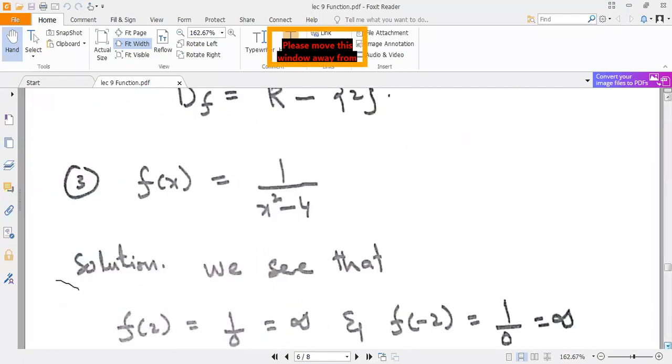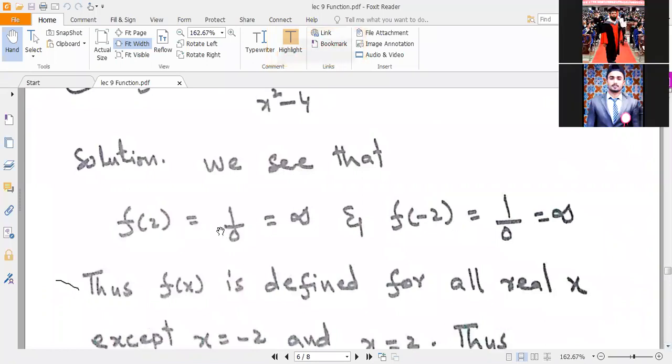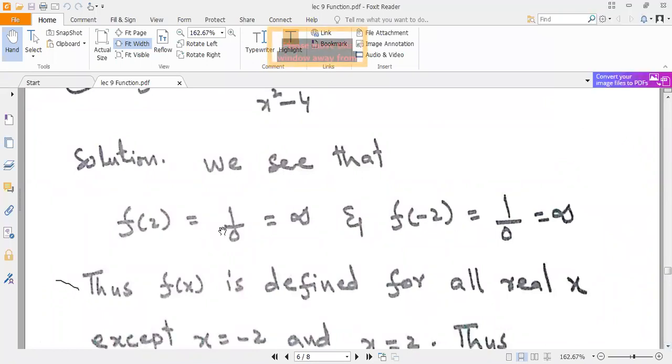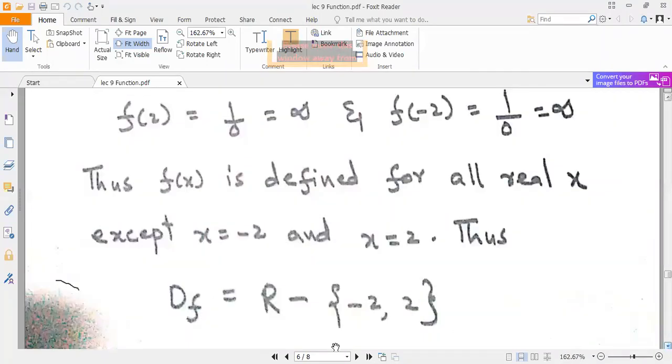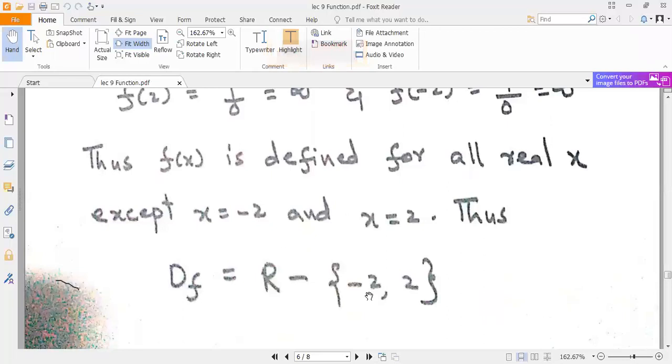Okay, again another example, f of x equals 1 upon x squared minus 4. Now if you put x value plus 2 or minus 2, then we get 1 upon 0, which is infinity. f of 2 is 1 upon 0, and f of minus 2 is again 1 upon 0. Because here it is x squared, you put 2 or minus 2, both are the same. Thus f of x is defined for all real numbers x except x equal to minus 2 and 2. Then the domain of this function is all real numbers except minus 2 and 2.